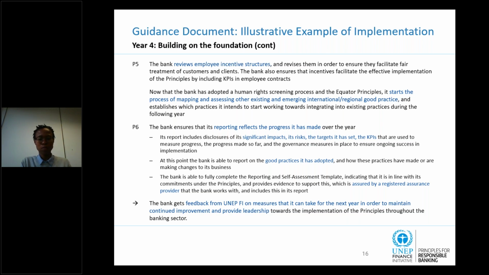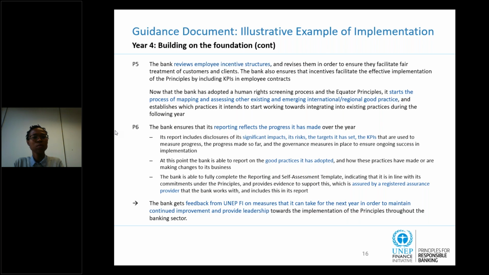Now the bank has got a human rights screening process in place, and they've got the Equator Principles in place as well. So now they're starting to map some additional international and regional practices as well, and determining which practices it intends to start working towards around integrating existing practices in the following year. So starting to work through are there additional frameworks and what are better practices and governance mechanisms that the bank might need in that next year as well. Onto Principle 6, which is around transparency and accountability. Again, the bank reflects on the progress it's made over that year as well.